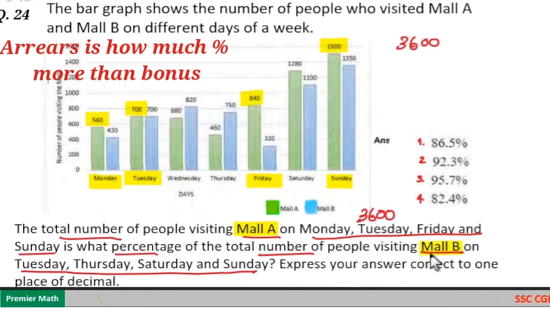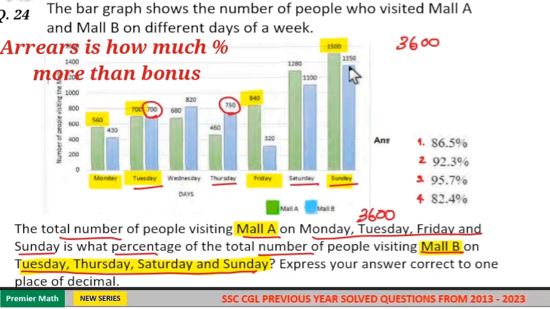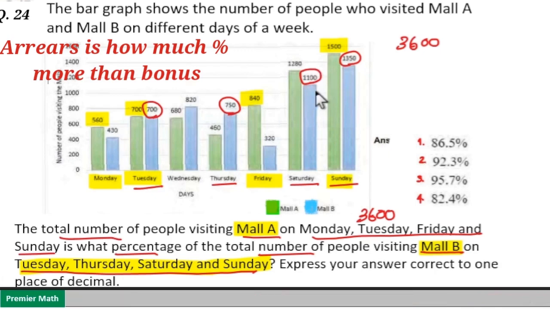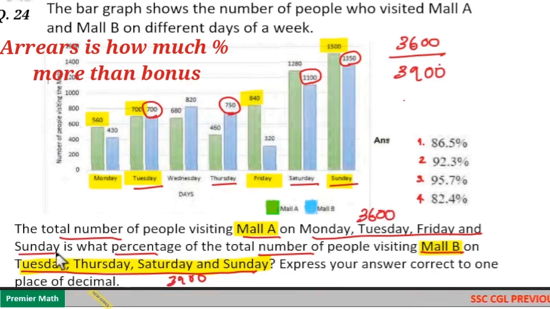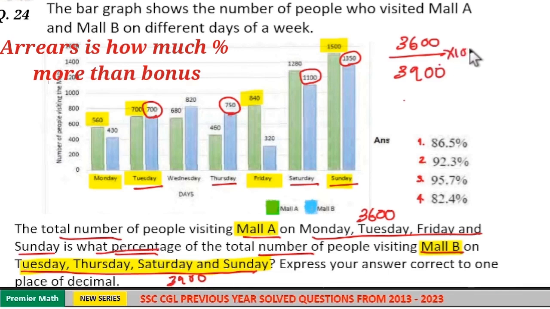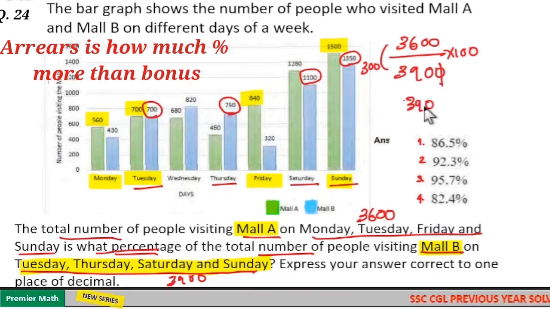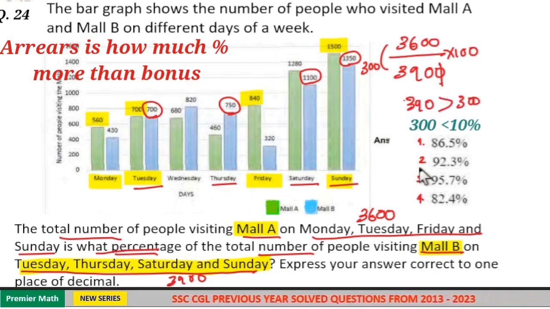Now we need Mall B from Tuesday, Thursday, Saturday and Sunday, which is equal to 700 plus 750, 1450, 1450 plus 1350 is equal to 1500 plus 1300, 2800, 2800 plus 1100 is equal to 3900. Here our question is 3600 is what percentage of 3900. So if you take percentage, you can see here difference is 300. Now 10% of 3900 is 390, which is greater than 300, which means this is greater than 90% and nearer to 90%. So option 2 is your answer.